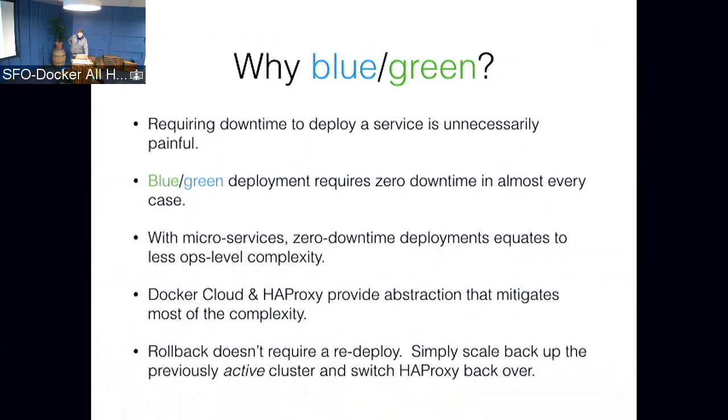One of the other benefits with blue-green deployment is that rollback doesn't require a redeploy. So if you deploy something and all of a sudden your users are sending you thousands of emails because you happen to be Facebook, and they're saying their messaging just randomly stopped working, you don't have to wait for your deployment to go through a second time. All you have to do is flip the switch back over to the existing deploy and scale it up. It's already running, you just have to scale it up.